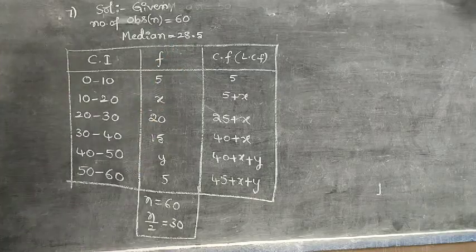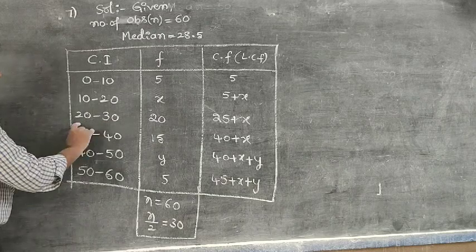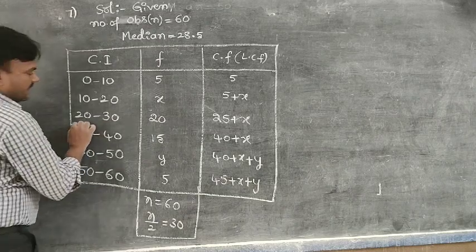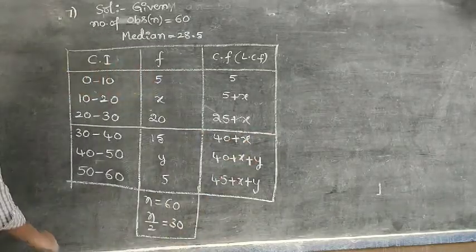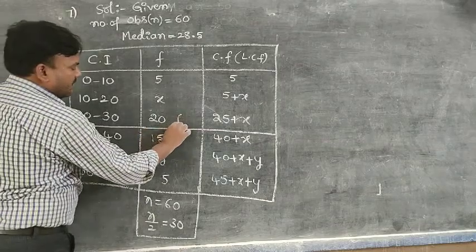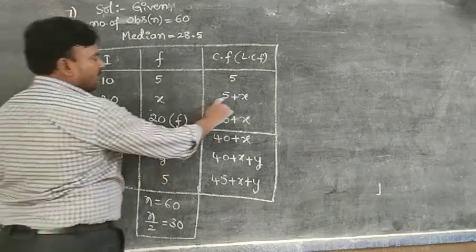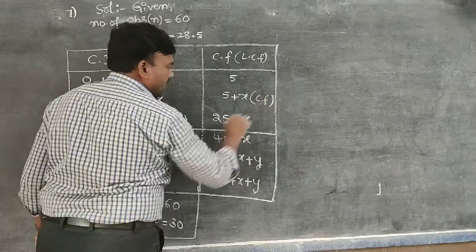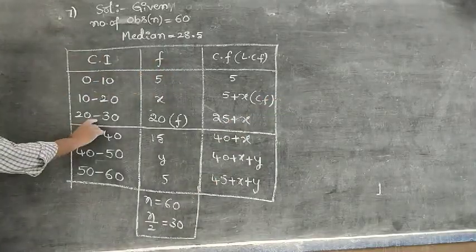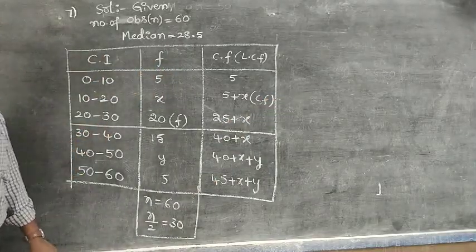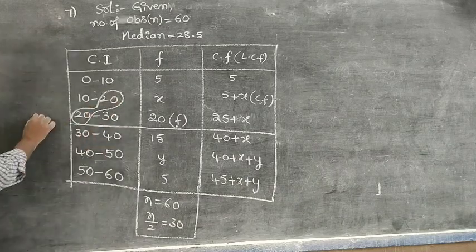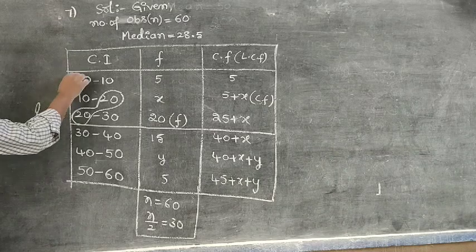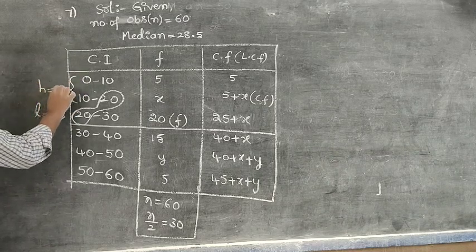So median 28.5 is included in the 20 to 30 class interval. So better to take a line like this. Here, 20 is the frequency and 5 plus X is the cumulative frequency. Next, 20 to 30 is the median class. So find the lower boundary of the median class. L equal to 20 and height of the class H equal to 10.